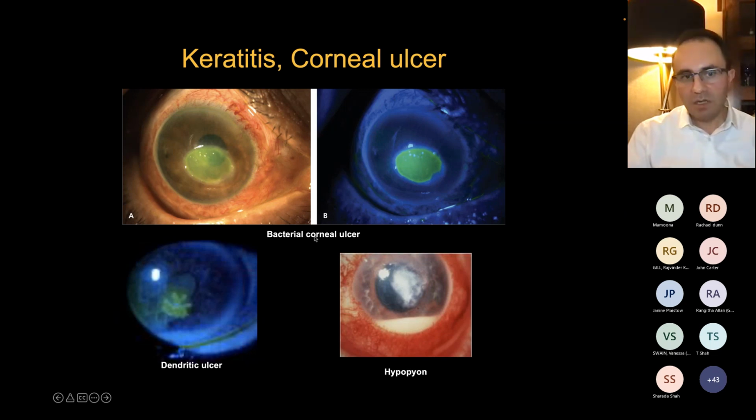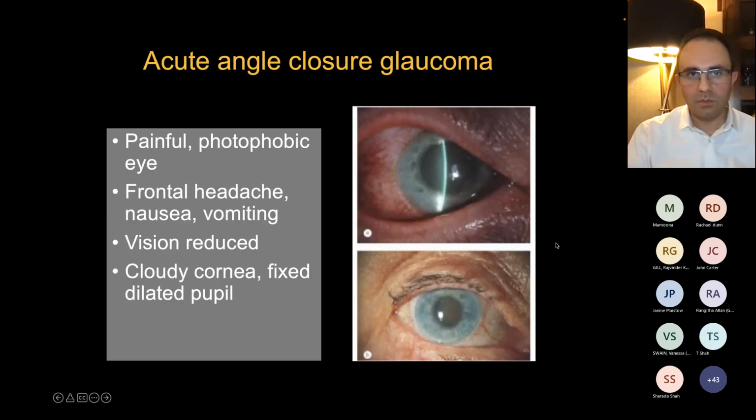It can be bacterial, it can be dendritic, as you can see in the viral or herpetic infection, especially if you see hypopyon. Hypopyon is the pus inside the eye in the anterior chamber, and that can be a sign of Pseudomonas, and that can be a very nasty infection. So those cases need to be sent as soon as possible.